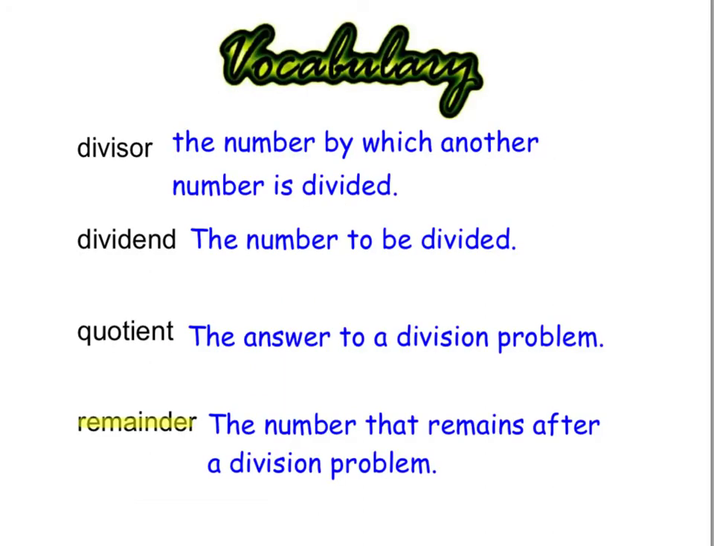Alright, again we've got our divisor, our dividend, our quotient, and here now we have remainder. So we could say that 7 divided by 2, that would be 3, remainder 1, where 7 is the dividend, 2 is the divisor, 3 is the quotient, and remainder is 1.